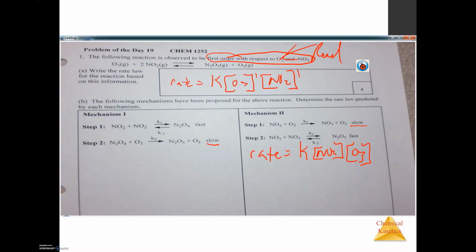For mechanism 1, we've got to go through that process. So I'm going to go ahead and just go through it. So pay attention and try to keep up.